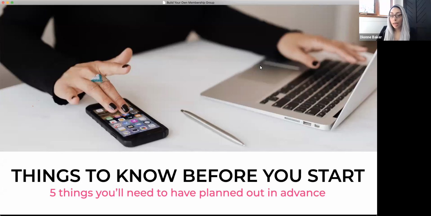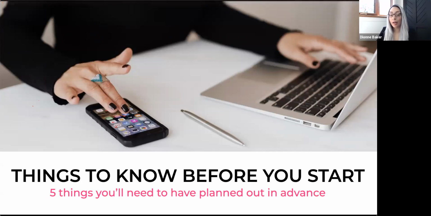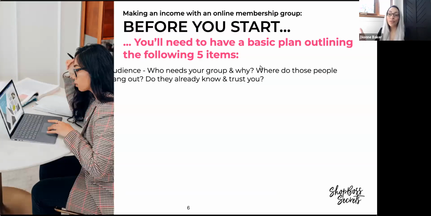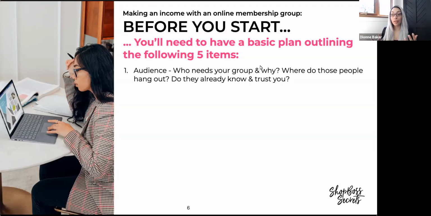And so we're just going to hop in here. The 5 things that I want you to have planned out in advance are as follows. Before you even start, you need to know who it is that you're making your group for, right? I always say you need to know why the people in this group would be interested in the things that you have to offer. Where do those people hang out? And do you already have relationships with people in that subset or that audience that you're trying to attract?